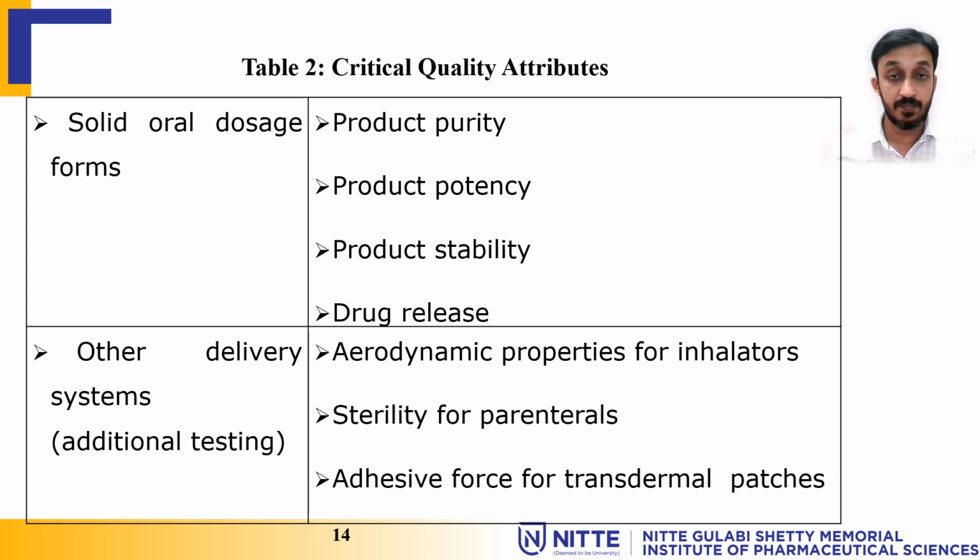Here are some examples for solid oral dosage forms and other delivery systems and their quality attributes. For a solid dosage form, product purity, potency, product stability, and drug release become important, whereas aerodynamic properties of inhalers are important, sterility of parenterals are important, adhesive force of transdermal patches are important, and so on.